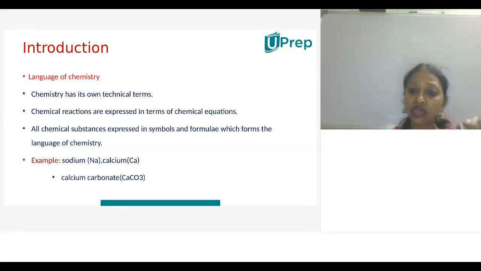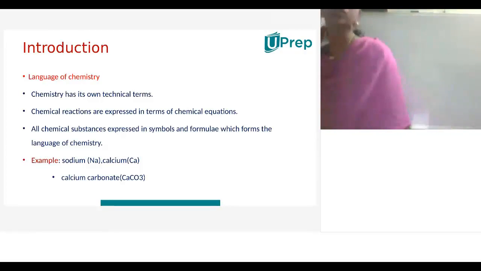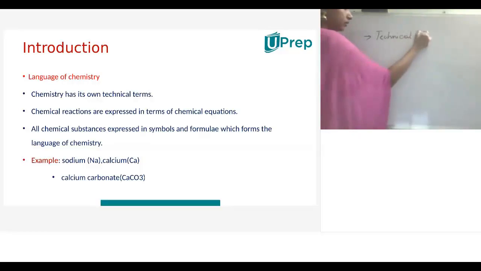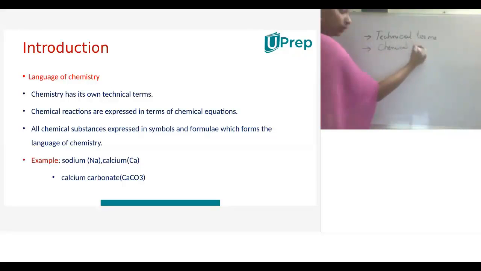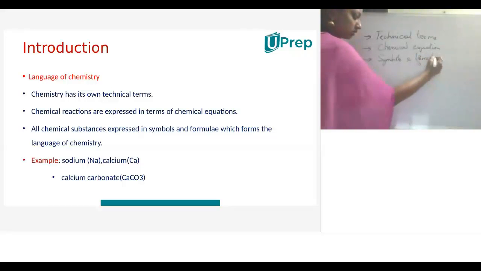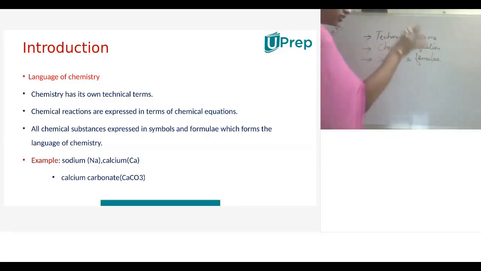This is one of the branches of science. Understood? There are some technical terms expressed in terms of chemical equations, as symbols and formulae. Different kinds of things we have to learn. So, as we are familiar with the language, technical terms are important. Chemical equations represent symbols and formulae. These are the different things we'll use in this language of chemistry, especially when we go with sodium.